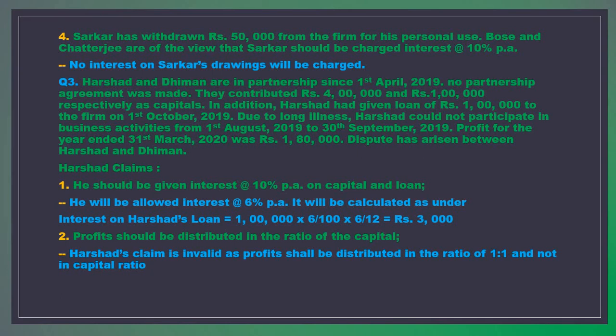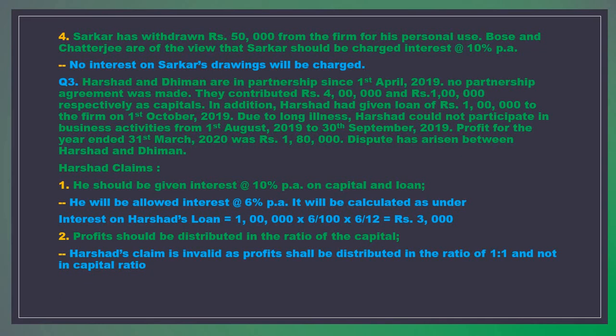I hope the second question was also interesting. Now let's move on to question number 3. Harshad and Dhiman are partners since 1st April 2019. No partnership agreement was made. They contributed Rs 4 lakh and Rs 1 lakh respectively as capitals. In addition, Harshad had given loan of Rs 1 lakh to the firm on 1st October 2019. Due to long illness, Harshad could not participate in business activities from 1st August 2019 to 30th September 2019.